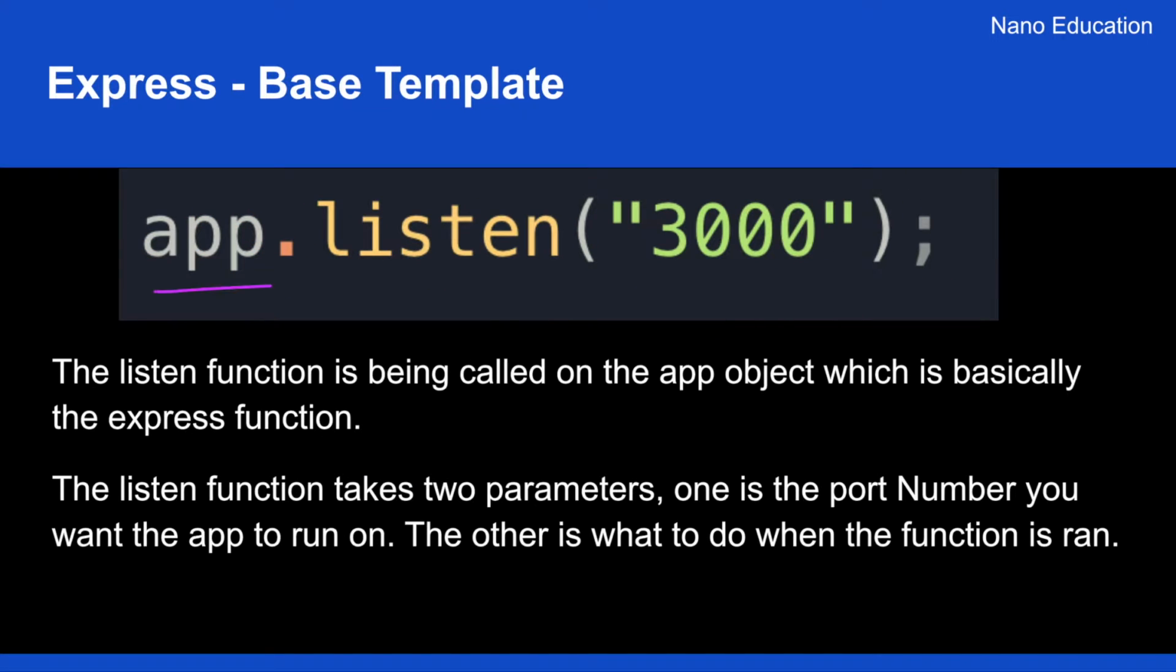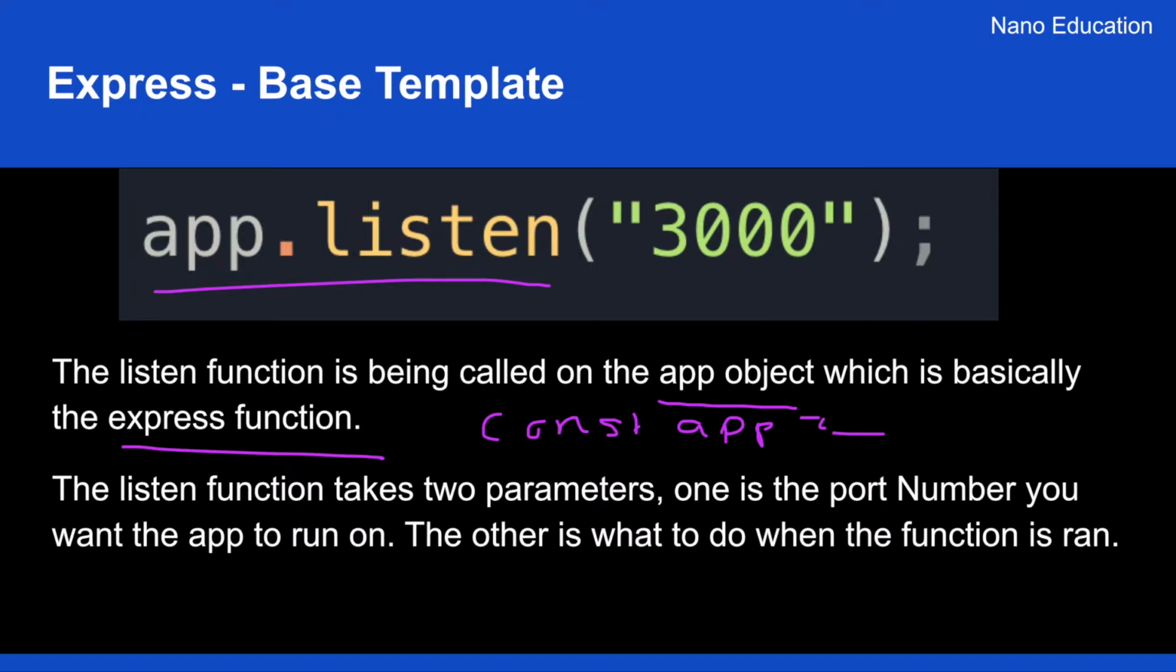Let's talk about app.listen. This is something that we did not understand, or were a little confused on. This is the thing that starts up our Express server. With Express, you can start up HTTP servers. This is a basic template to start up a server. This is the listen function that's being called on the app object, which is basically the Express function. Remember that const app is equal to something? Well, that's exactly what this is.